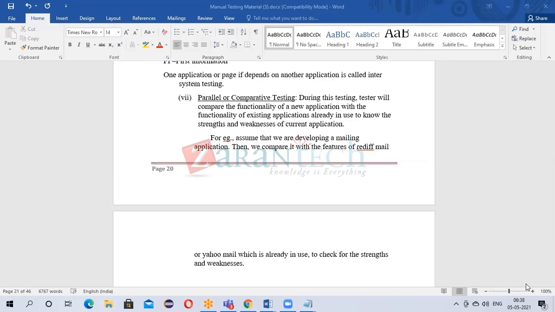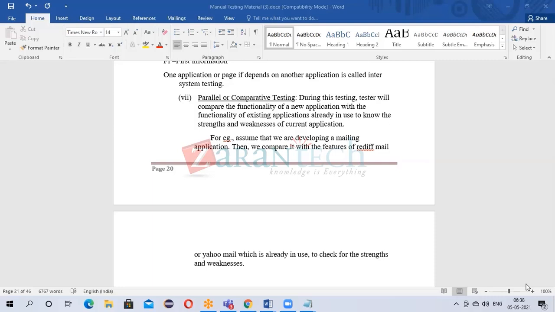The comparison is human nature. One application we are comparing with another application.